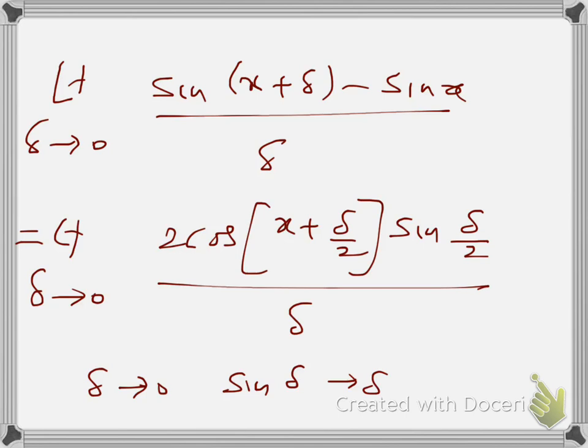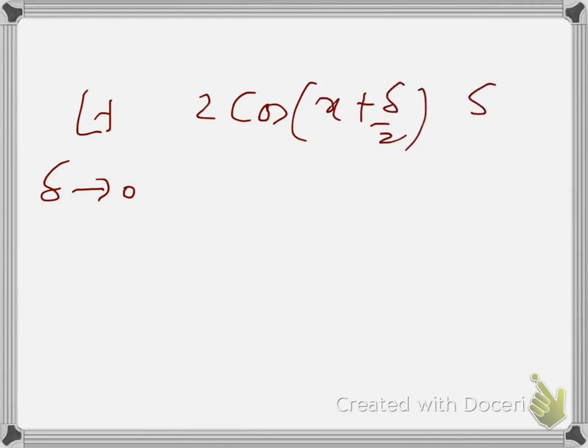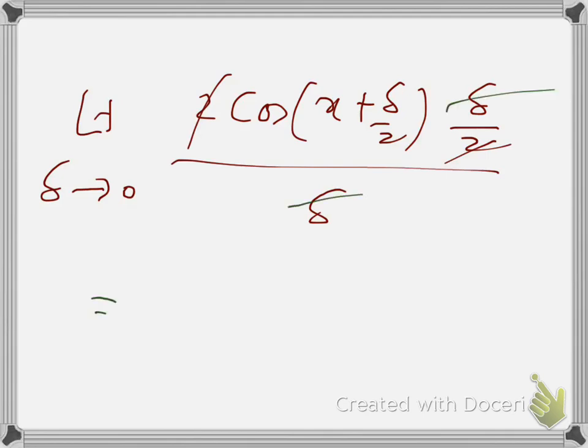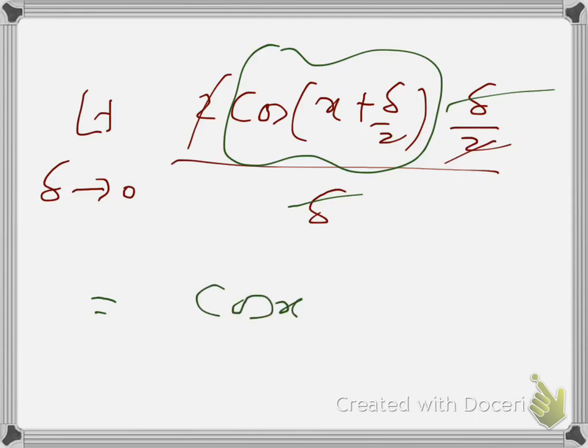So using that concept, you can write sin of delta by 2, you can replace it with simply delta by 2, because anyway delta is going to 0. So this relation will become limit delta tends to 0, 2 cos x plus delta by 2, sin delta by 2 I am replacing with delta by 2, by delta. 2 cancels and delta cancels. And this value, when delta goes to 0, will go to cos x.